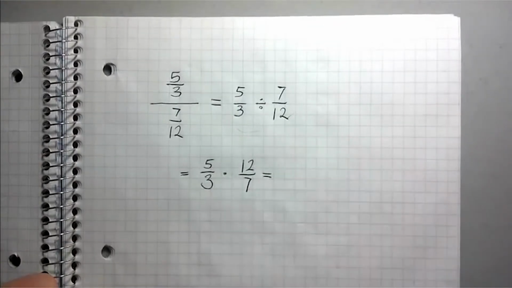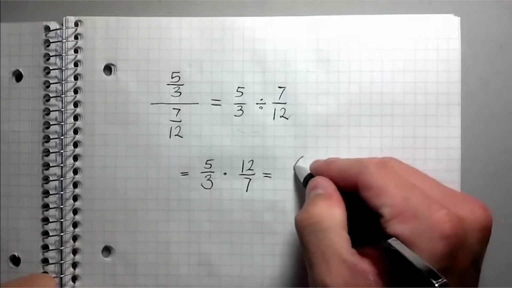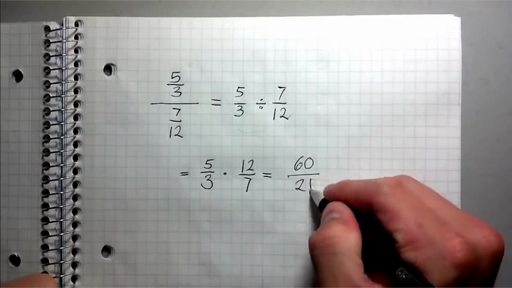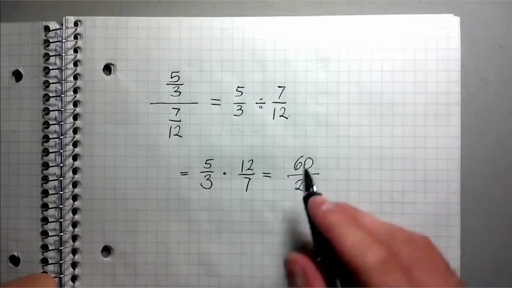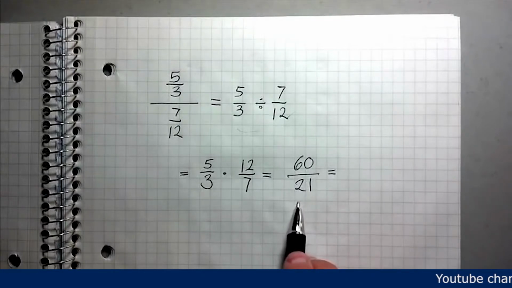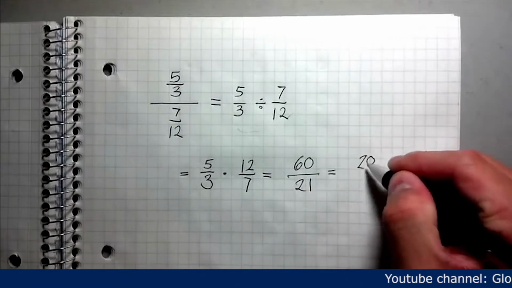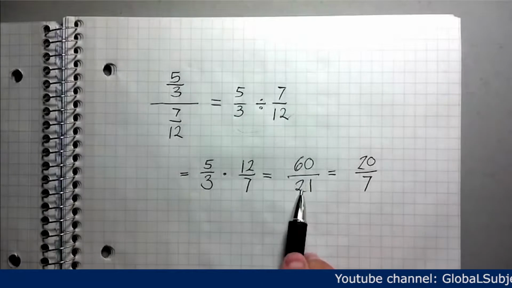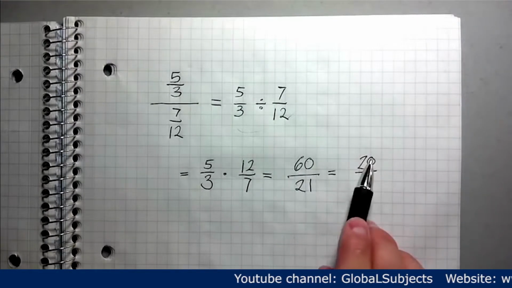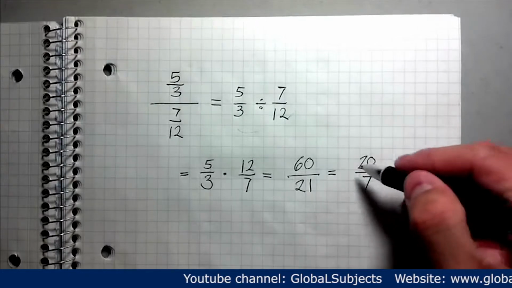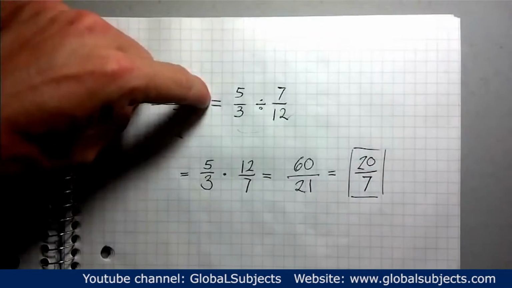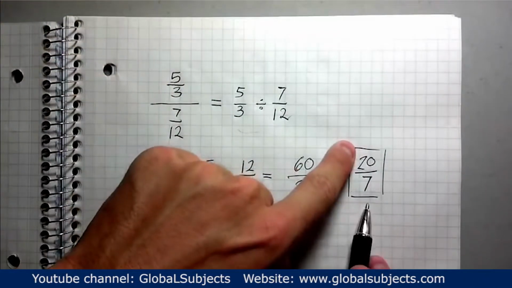So when I do this, I get 5 times 12 is 60, because I'm multiplying straight across, and then 3 times 7 is 21. Now this is the answer. If I were to reduce this using equivalent fractions, then I would just get 20/7, because I divided 3 into the top and I divided 3 into the bottom. 60/3 is 20, and 21/3 is 7. So this is your fully reduced answer. So what this means is that 5/3 divided by 7/12 is 20/7.